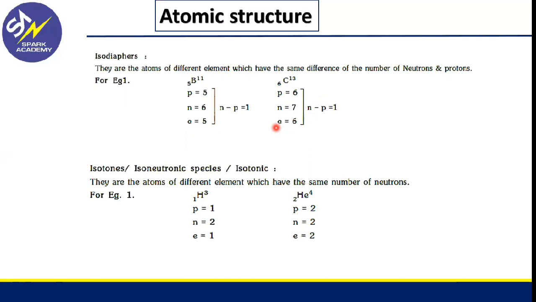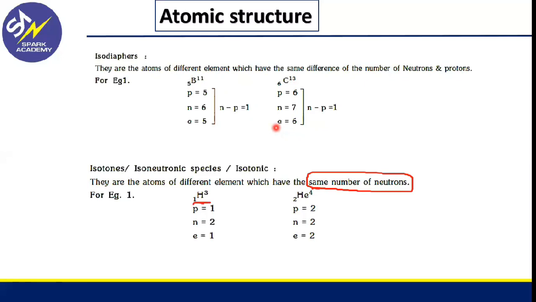The next one is isotones or isoneutronic species. Isotones are isoneutronic species. They are different elements, but they will have the same number of neutrons. In isotopes, it was a different number of neutrons. Here, the same number of neutrons. Here, the atomic number or mass number will not be the same. Just the neutron number will be the same.